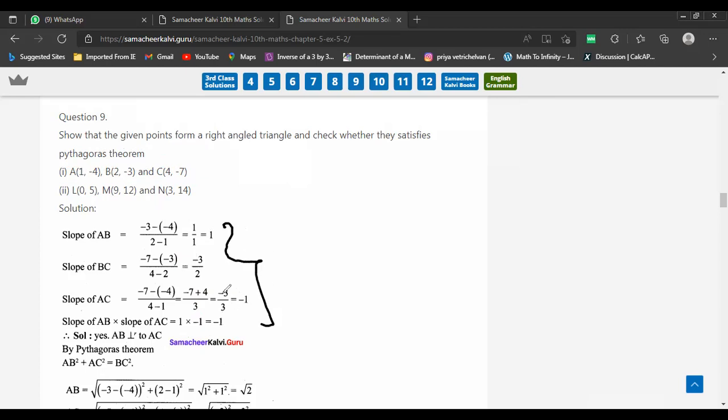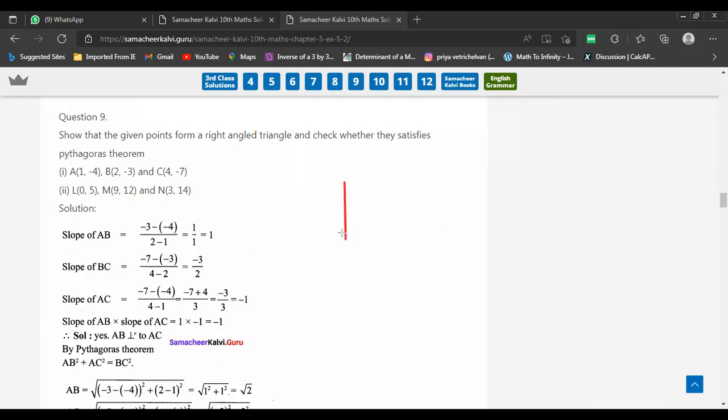So now you just check. You will be getting minus 1 by multiplying any two of the slopes from this. So you take the first one and the last one, slope of AB and slope of AC. So you are getting minus 1 as the result. 1 into minus 1 is going to be minus 1 only. So from this we can say, yes, it forms a right angle triangle.